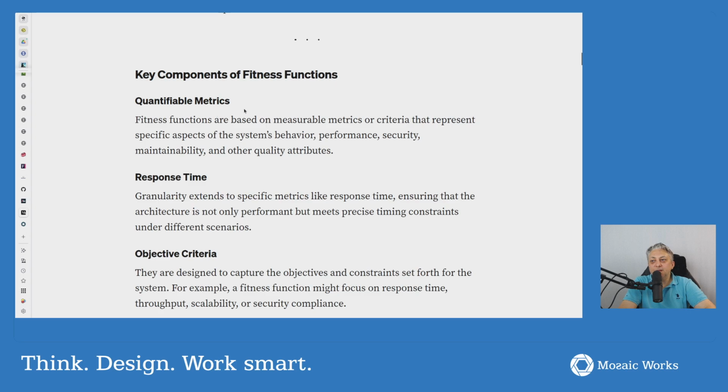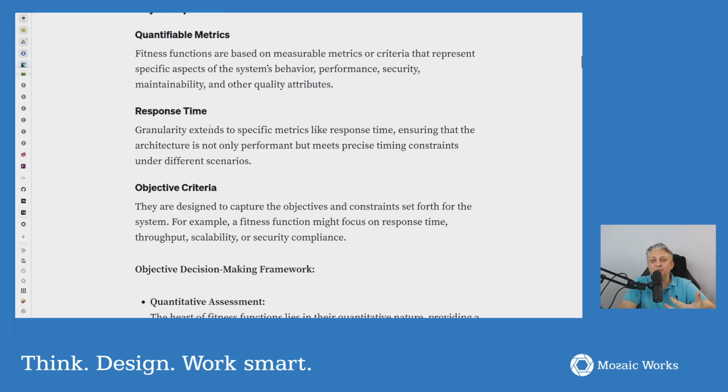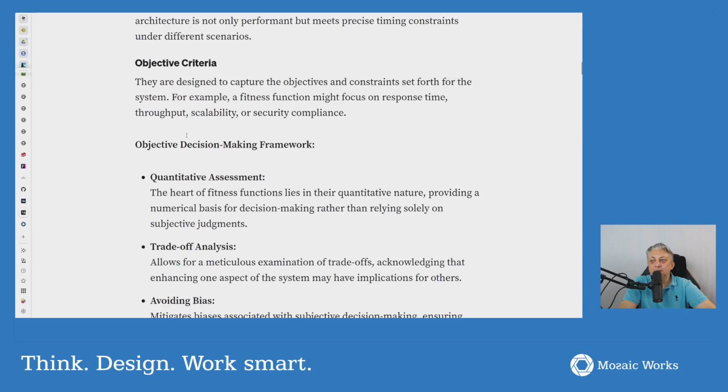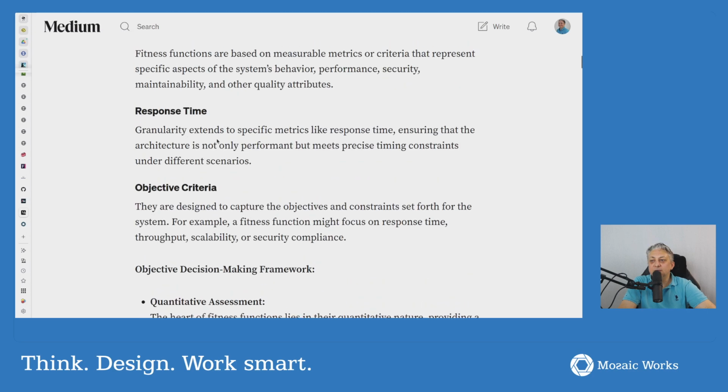Key components of fitness functions: quantifiable metrics, so you need to measure things. Although, you can also have qualitative fitness functions, but that's a more difficult topic. Response time, for example, that's a very common one for performance. So, response time actually, granularity extends to specific metrics like response time, ensuring that the architecture is not only performant but meets precise timing constraints under different scenarios. So this is one example.